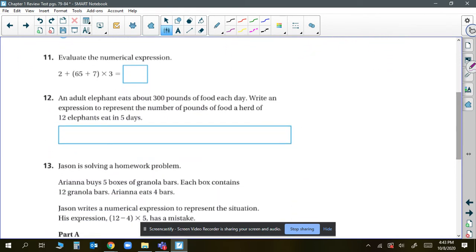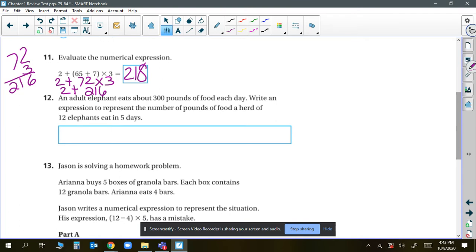Okay, 11, evaluate this numerical expression. So we know parentheses comes first. We're doing PEMDAS. So we have to do 65 plus 7, which is going to give us 72. We just bring down our 2 and our 3, multiply by 3. You know multiplication you need to do before addition. So we need to do 72 times 3. If you need to, you can do this, so you have a little more space. That equals 216. Plus the 2 is 218.